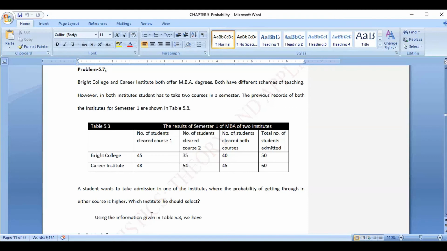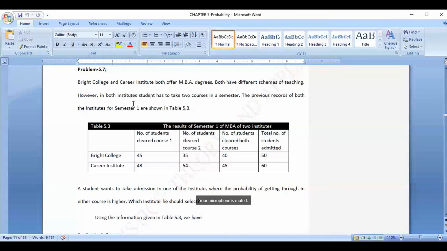Write down the problem. Bright College and Career Institute both offer MBA degrees. Both have different schemes of teaching. However, in both institutes, a student has to take 2 courses in a semester. The previous records of both the institutes for semester 1 are shown in a table.